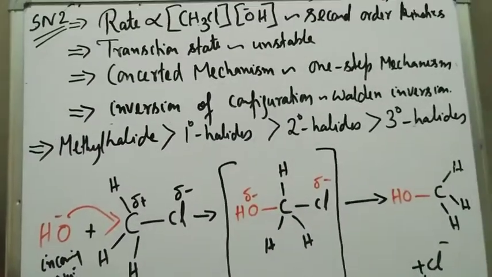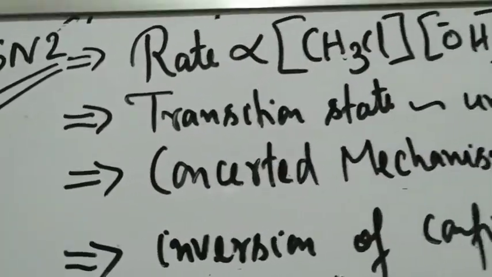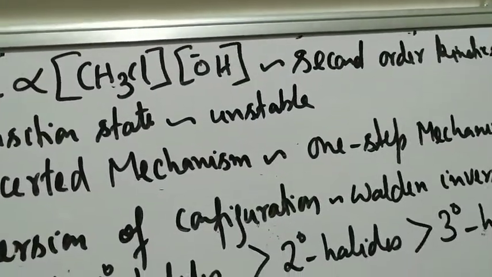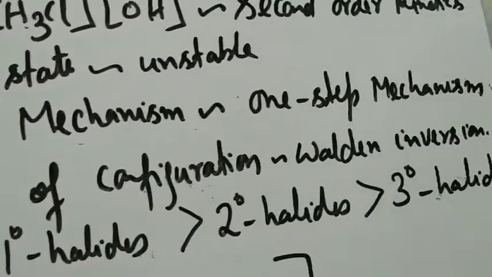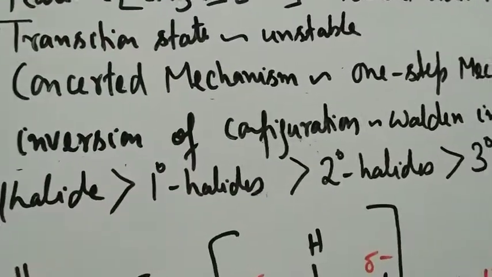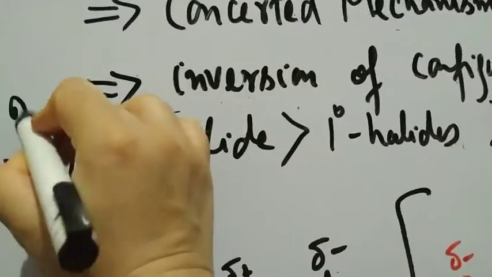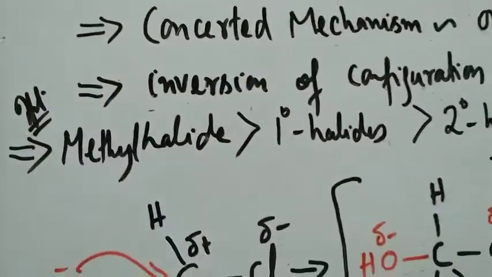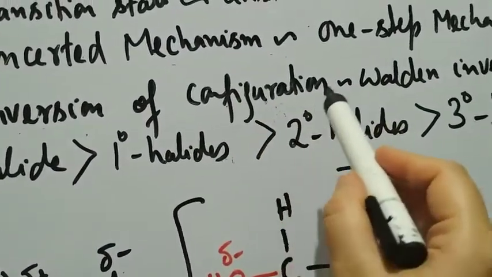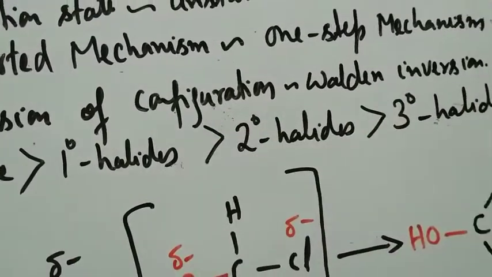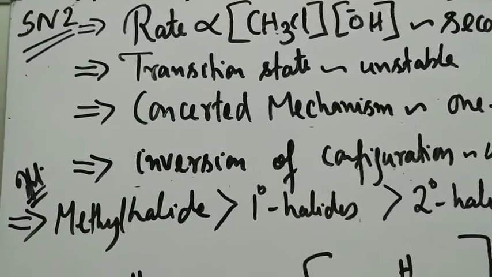This, one more time, is the SN2 mechanism. Bimolecular nucleophilic substitution. It is second order kinetics. The transition state is unstable. It is a concerted mechanism. The whole thing happens in one step. There's an inversion of configuration known as Walden inversion. Then the order, very very important to remember. SN2 order: methyl halide, greater probability than primary halide, greater probability than secondary halide, greater probability than tertiary halide. Right? We'll continue with the SN1 mechanism in the next presentation.